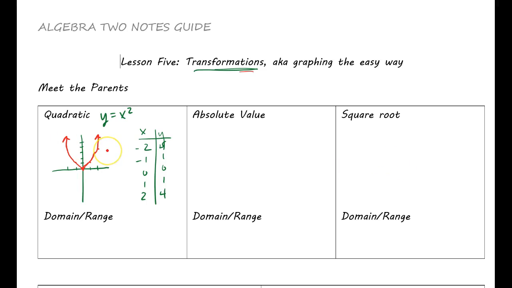Domain and range for this graph. For the domain, it's definitely all real numbers, and I'm going to write all real numbers as the capital R. You could also write x is between infinity and negative infinity. Either one is fine. For the range, it's all numbers greater than 0. You can probably see that 0 is the lowest number on the graph, and then it goes up. So you can choose to write that as maybe y is greater than or equal to 0.